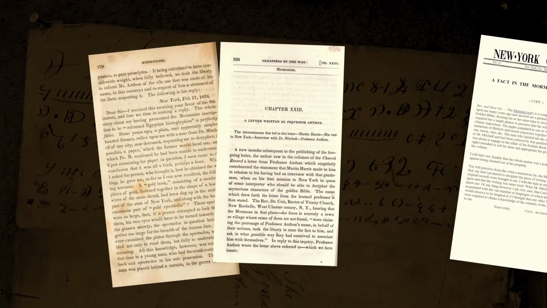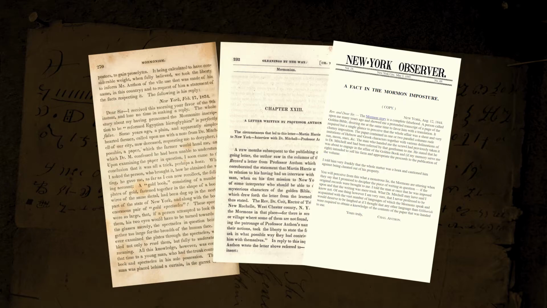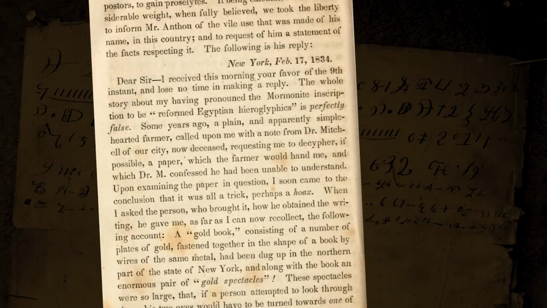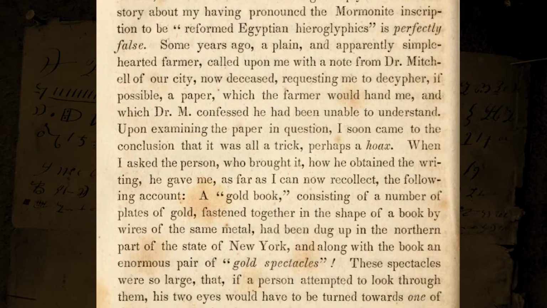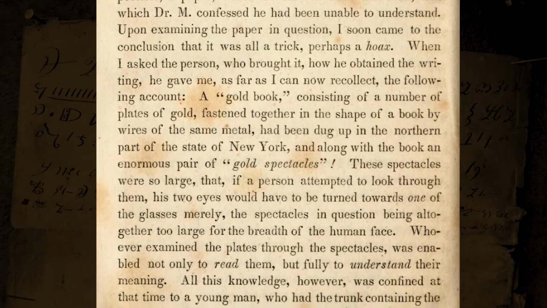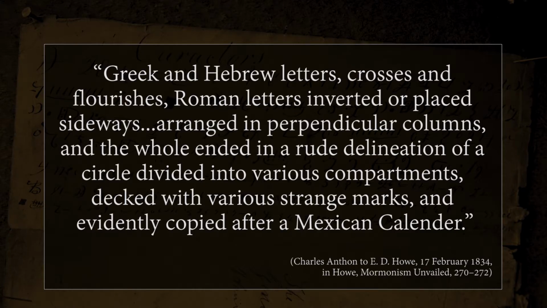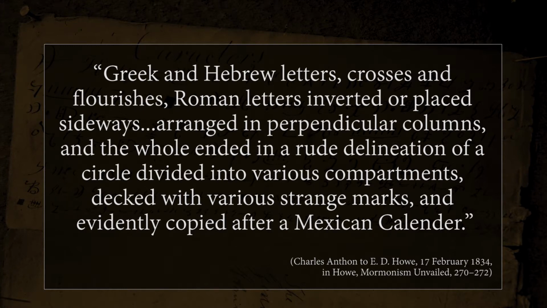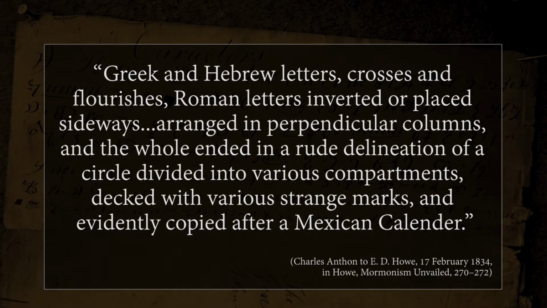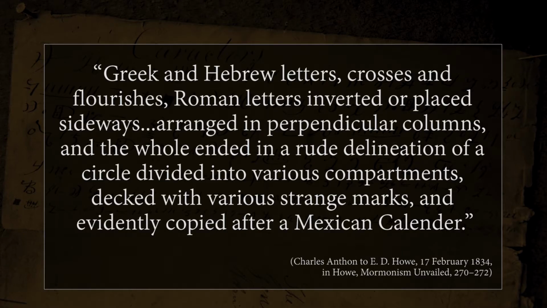Anthon himself left 3 accounts of his visit with Martin Harris. However, in each of them, his description doesn't seem to match the Caractors document that survives today. In his earliest account, given in 1834, for example, Anthon described the transcript he saw as having contained Greek and Hebrew letters, crosses and flourishes, Roman letters inverted or placed sideways, arranged in perpendicular columns, and the whole ended in a rude delineation of a circle, divided into various compartments, decked with various strange marks, and evidently copied after a Mexican calendar. Similar descriptions were given by Anthon in 1841 and also in 1844.